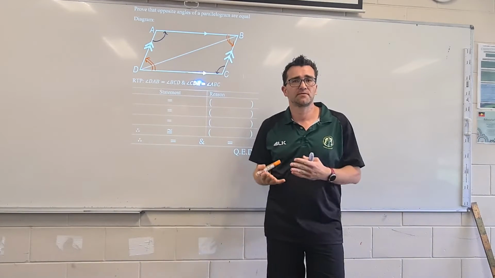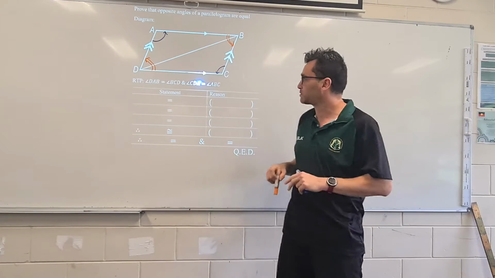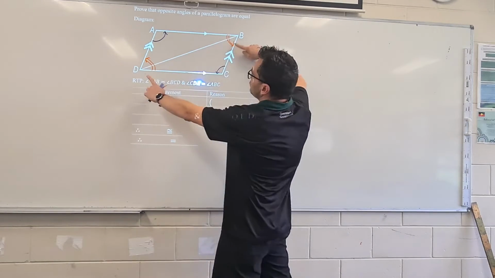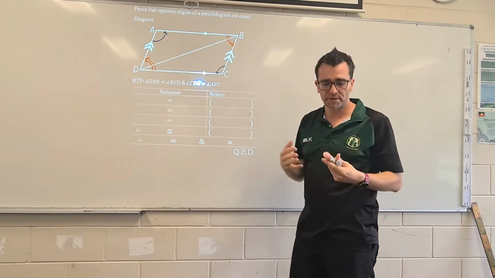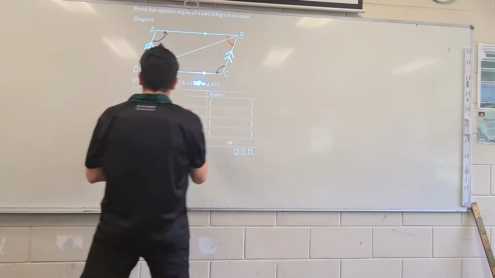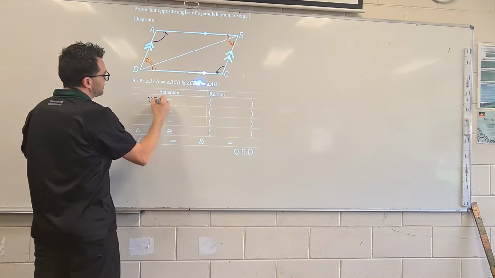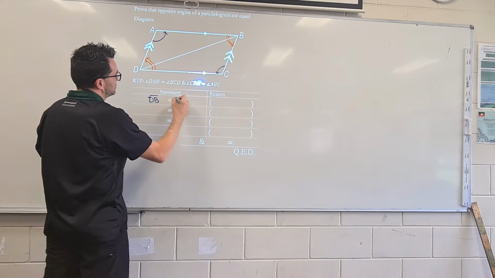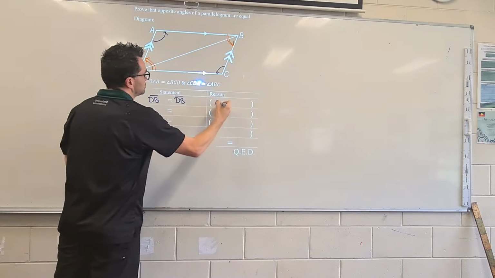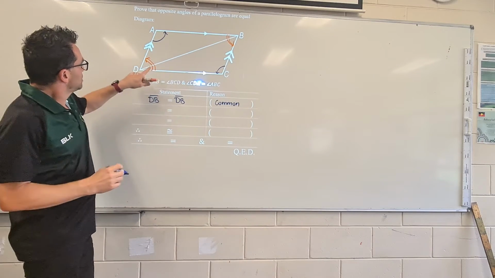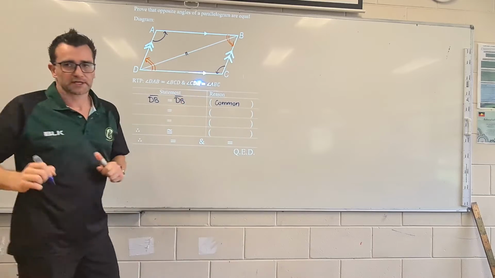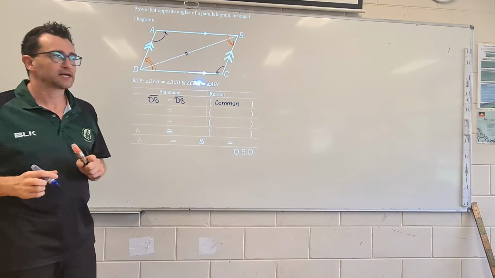So I always like to start with any sides that I know are equal. So looking at the two triangles, I've got this line together, which is a common line. So I've got DB is equal to DB because it is common. So we've got one done. So are there any other sides?